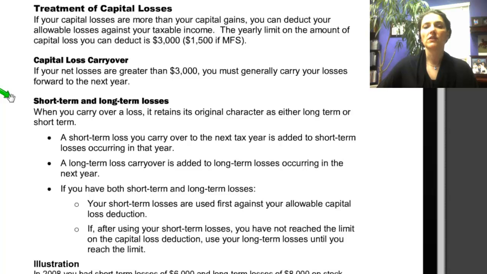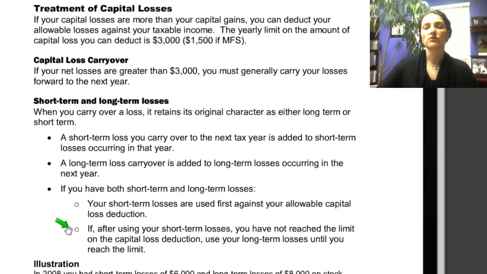When you carry over a loss, it retains its original character as either long-term or short-term. A short-term loss you carry over to the next tax year is added to short-term losses occurring in that year. A long-term loss carryover is added to long-term losses occurring in the next year. If you have both short-term and long-term losses, your short-term losses are used first against your allowable capital loss deduction.